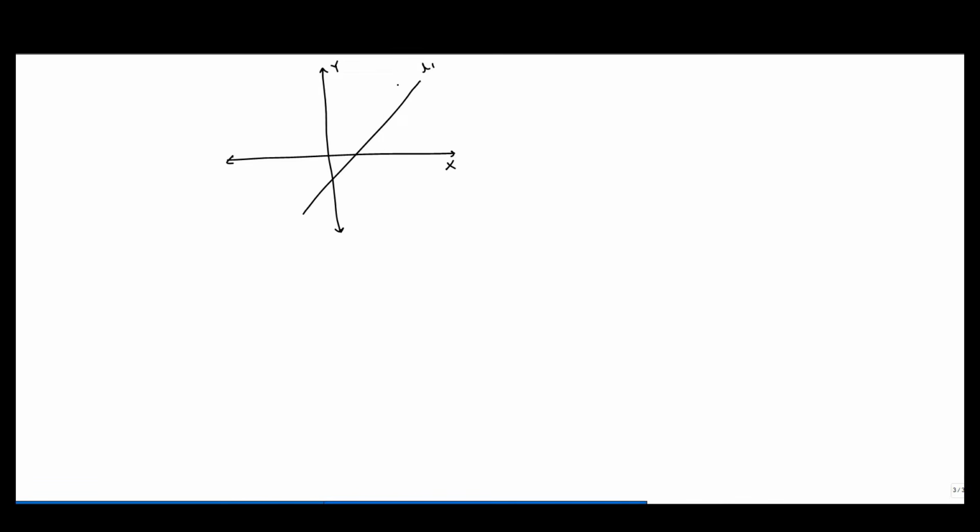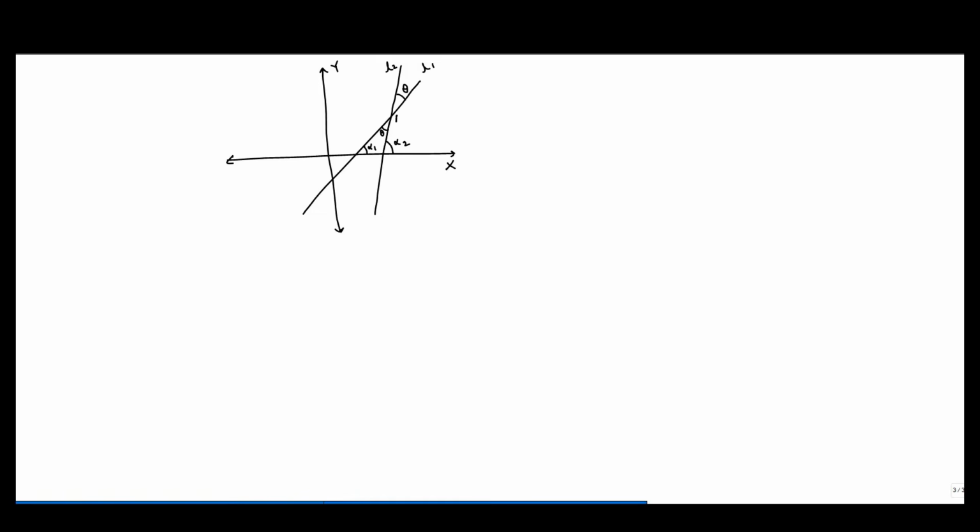Let me draw this a little inclined. This is my L2. So let this one be alpha 1 and this one be alpha 2. And we want to find what is the angle between these two. Let this angle be theta. Now this angle is theta, so the opposite angle is also theta.